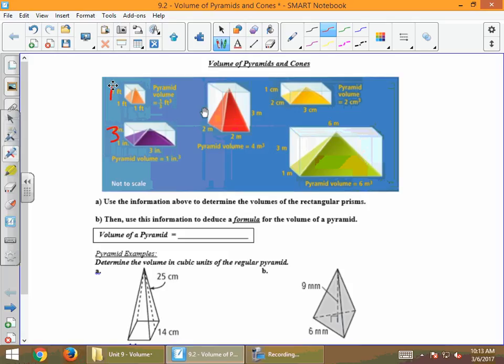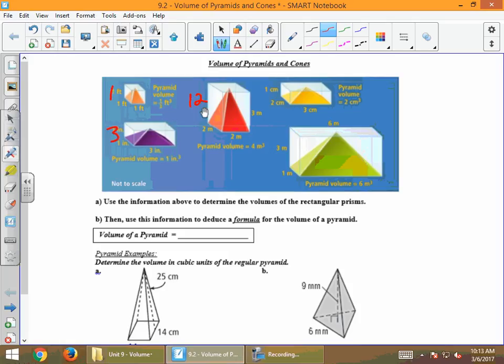Let's try over here with the red one, the tall guy. Same exact thing. 2 times 2 times 3. 2 times 2 is 4. What's 4 times 3? 12. So I have a volume of 12 for the prism. The pyramid is 4.